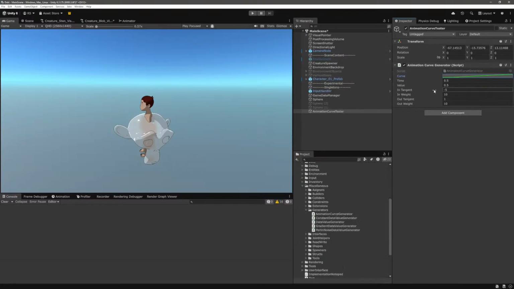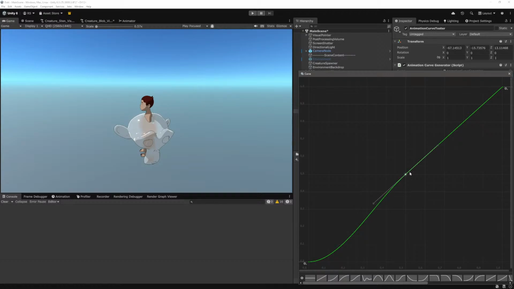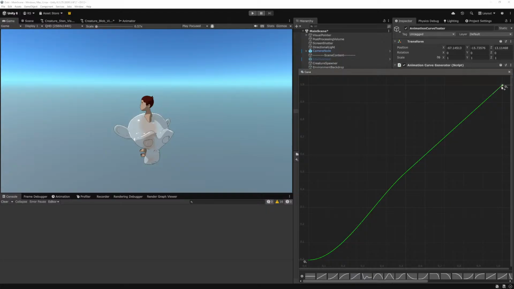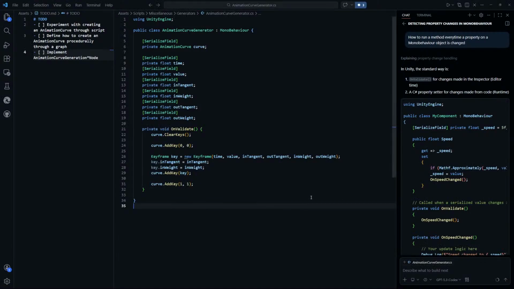I don't get this. Why do my in tangent and in weight not affect this one at all? Nothing. Right? What am I missing?